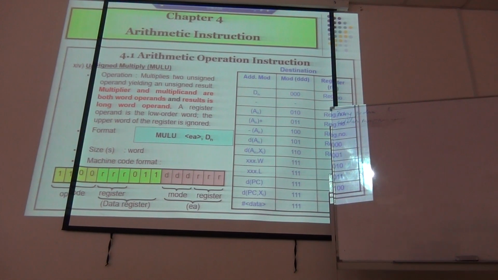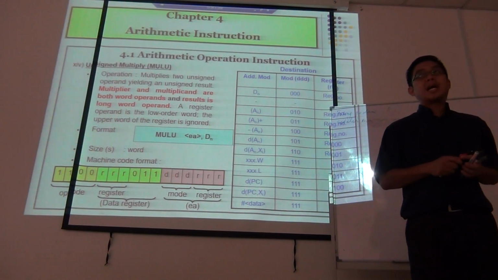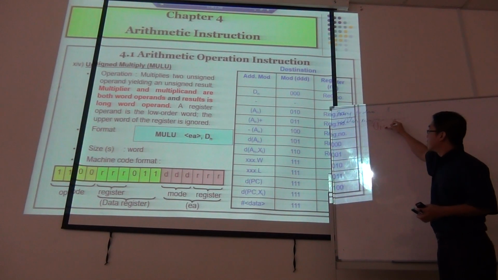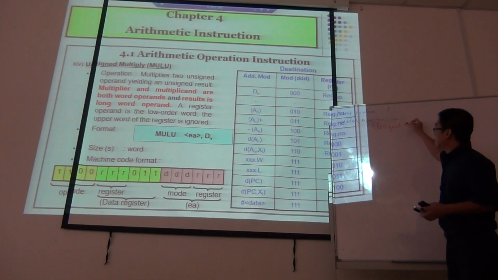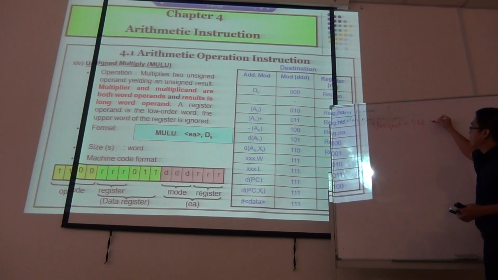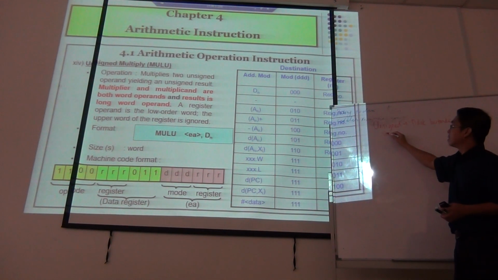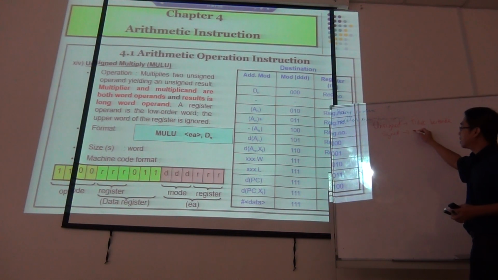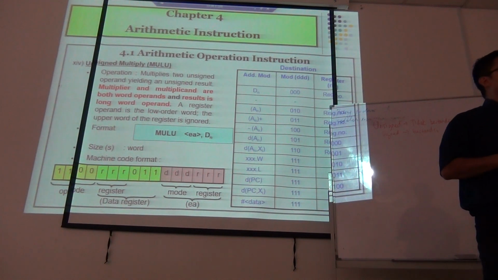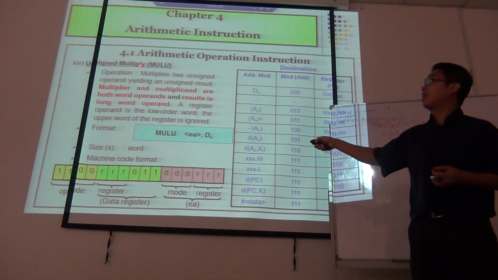The difference now is you have two types of multiplication. One is unsigned, in bahasa it is tidak bertanda. And the other one is signed, in bahasa it is bertanda. So what's the difference? We go for MULU first. MULU means multiply unsigned.